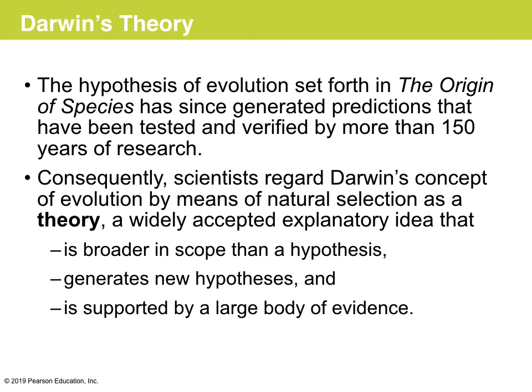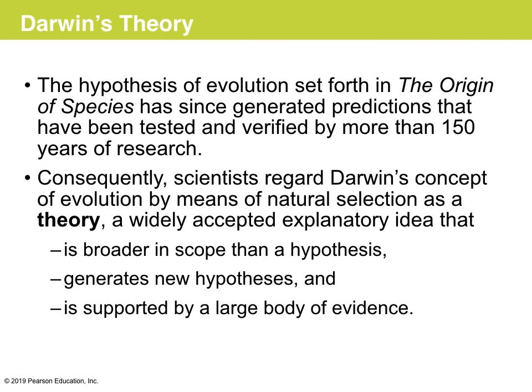But this has been backed up for 150 years so far, so pretty solid at this stage. And that's why scientists regard Darwin's concept of evolution by means of natural selection as a theory. Right? This is more widely accepted than just a hypothesis. So you have a hypothesis, you got data that maybe supports it, maybe doesn't. If you have a hypothesis that has piled up lots and lots of data supporting it, we then come up with something like a theory.